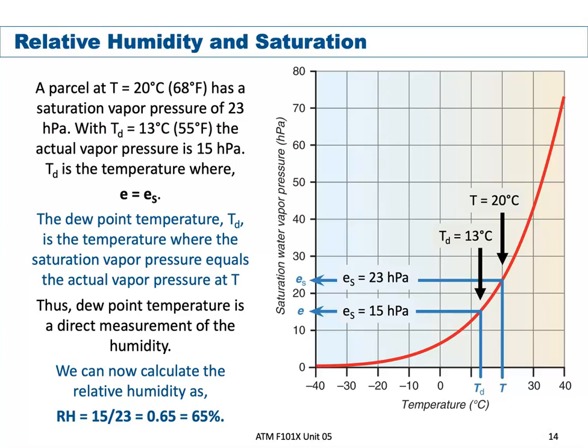The relative humidity is the ratio of the actual vapor pressure at 20 degrees Celsius of 15 hectopascal to the saturation vapor pressure at 20 degrees Celsius of 23 hectopascal. 15 over 23 equals 0.65 or 65%.